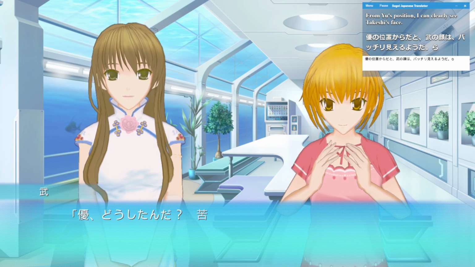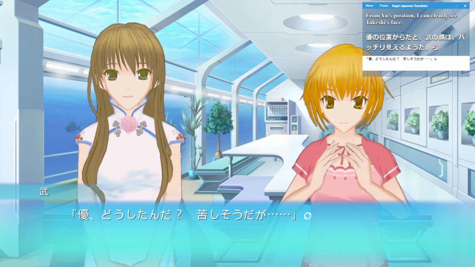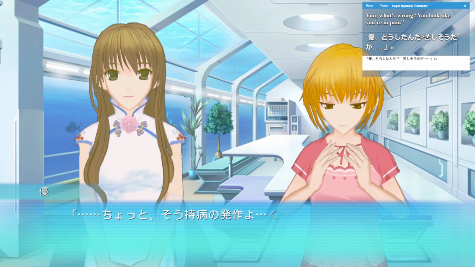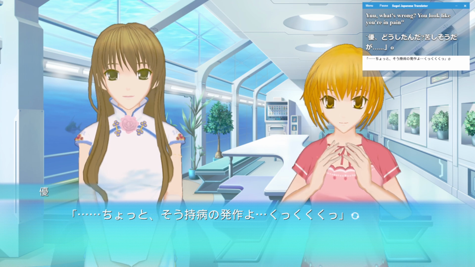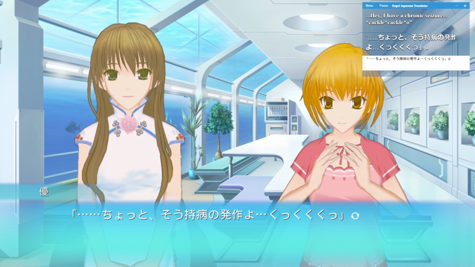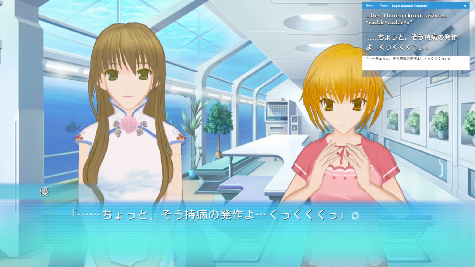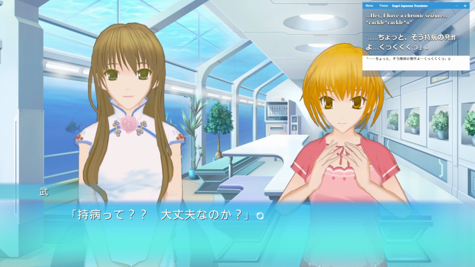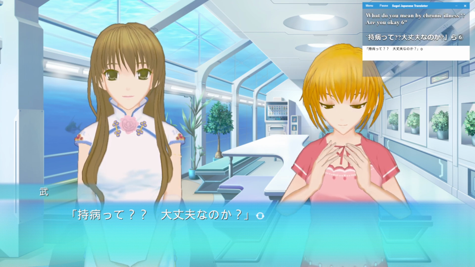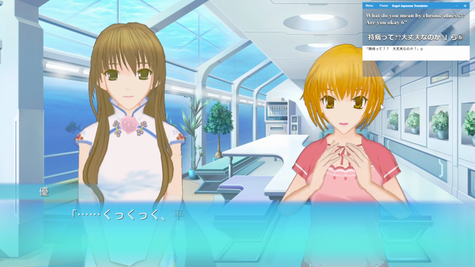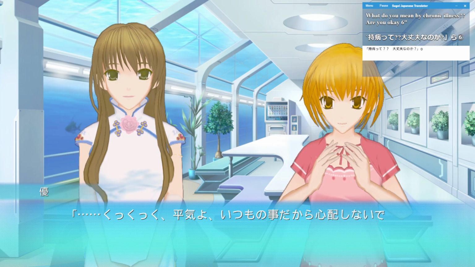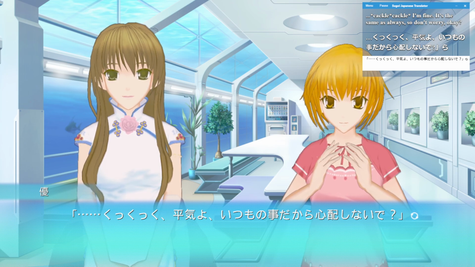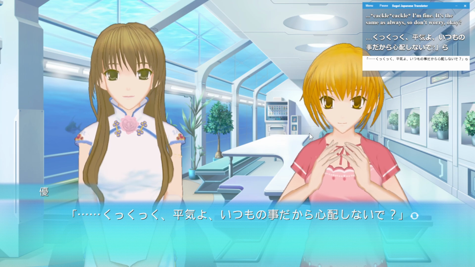Yu, what's wrong? You look like you're in pain. She says, wait, it's only a chronic seizure. Which again is odd because I don't know how this particular you would think to say that. Like, where did you get the idea from? What do you mean by a chronic illness? Are you okay? I'm fine. It's the same as always, so don't worry, okay? Again, how'd she think of this?